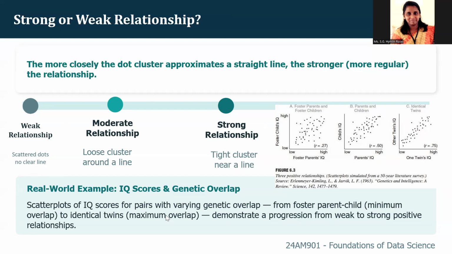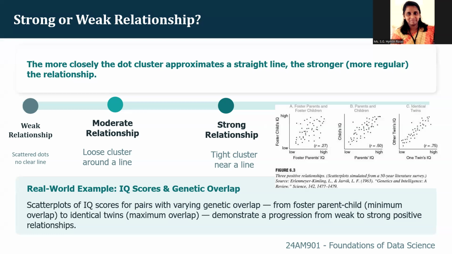We can quote an example. In the strong relationship, we have dots clustered tightly around an imaginary straight line, and moderate dots form a recognizable but loose cluster around a line. In a weak relationship, the dots are broadly scattered with only a vague linear tendency, so prediction would carry a large uncertainty.